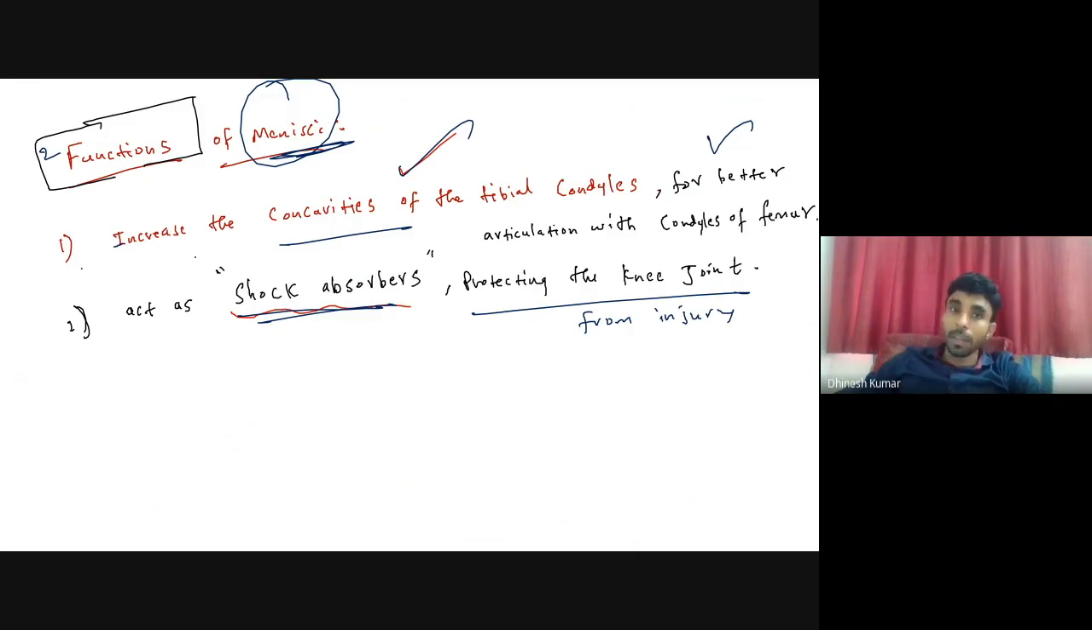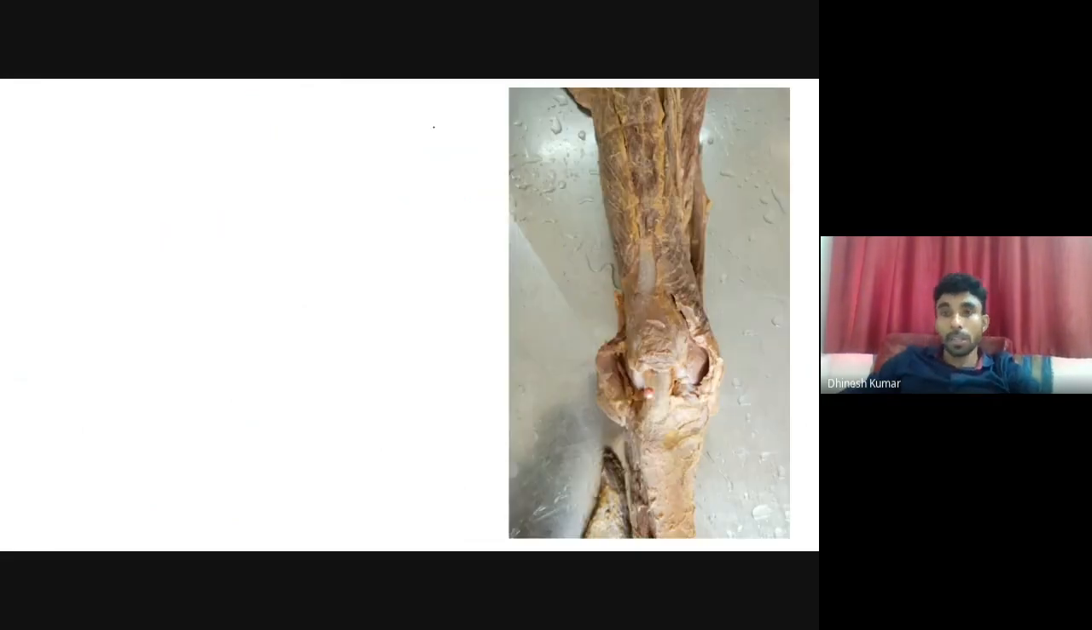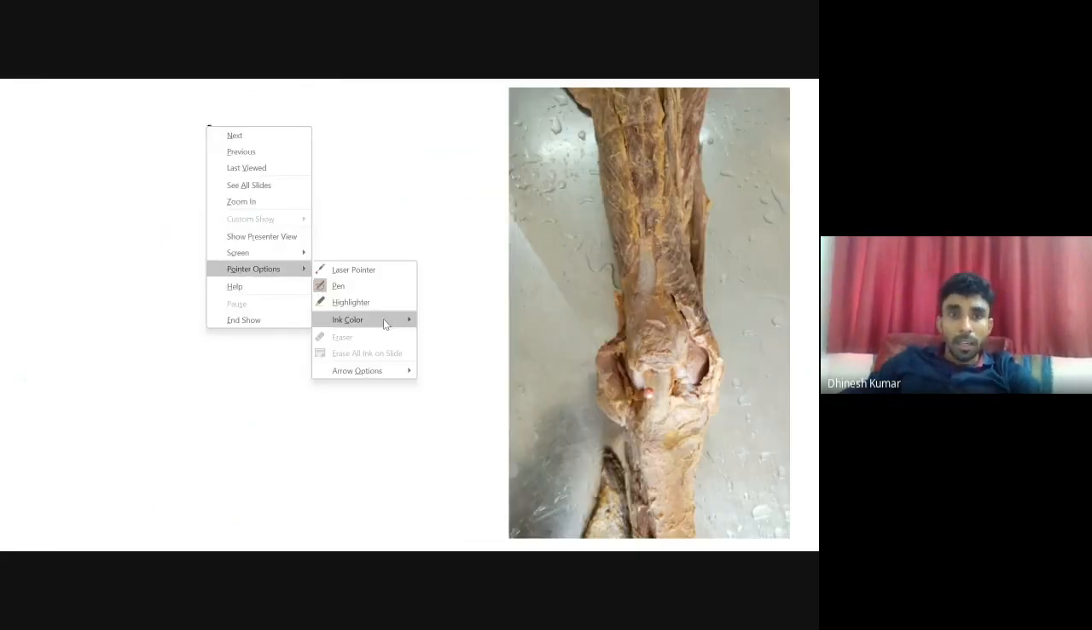Another possible sub question for menisci is, they are made up of what type of cartilage? Any idea? Menisci are made up of fibrocartilage. Actually they are semilunar shaped cartilages. They are made up of fibrocartilage. Let's move to the next sub question.